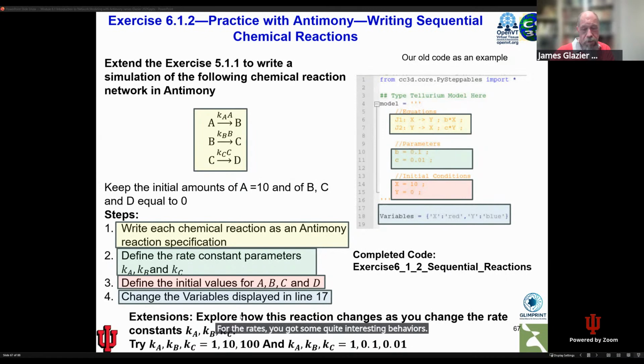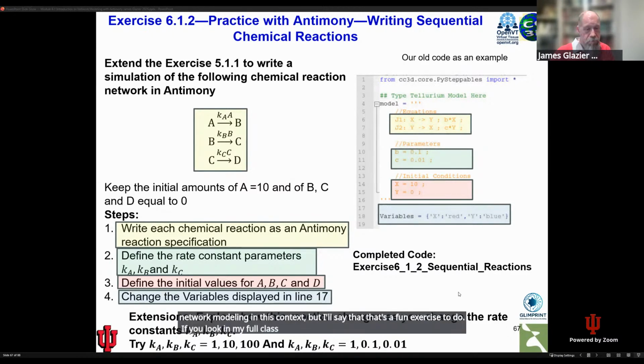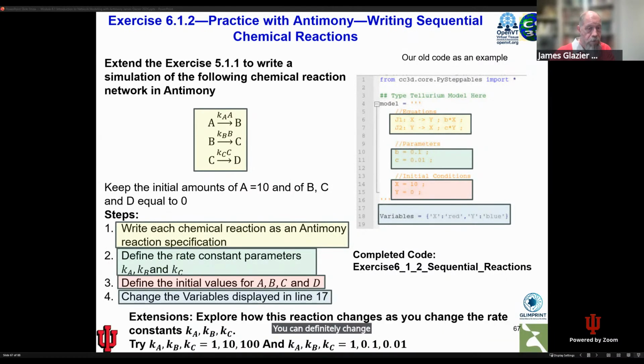Some years when we've had a little bit more time, we've explored that. But that's really something about networks more than network modeling in this context. But I'll say that that's a fun exercise to do. If you look in my full class, we spend half a day doing that particular example. You can definitely change the step sizes.